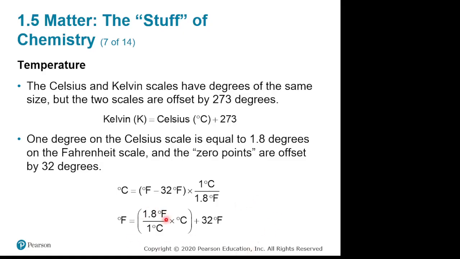So if you want to go from degrees Celsius to degrees Fahrenheit, you take that degrees Celsius number, multiply it by 1.8, and then add 32 to that. Okay?